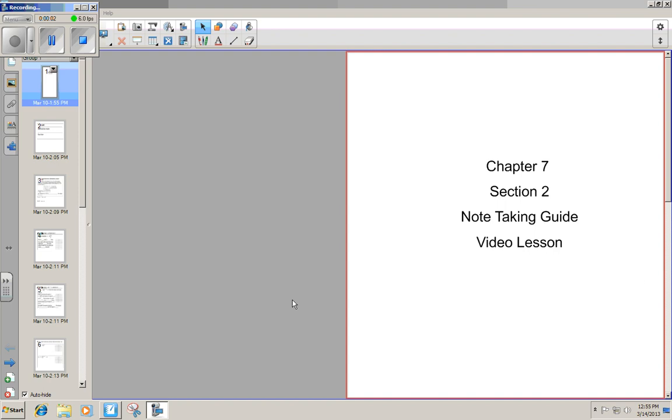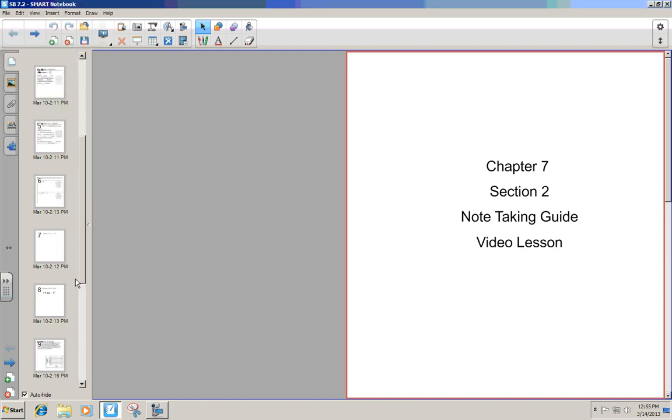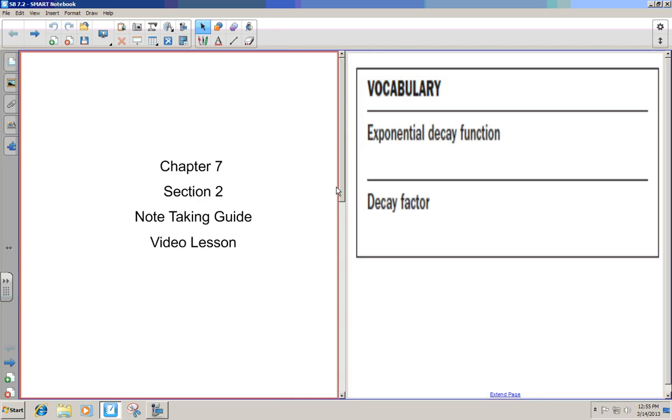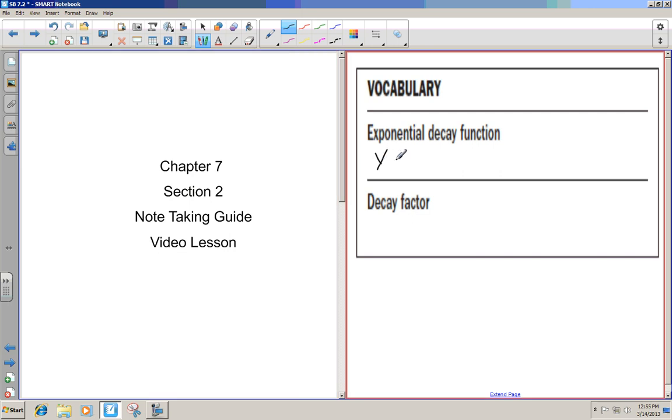All right, welcome back. This is section 2 from chapter 7, graphing exponential decay functions. This should not be too far off of what we just got done doing with exponential growth functions. To begin with, for exponential decay functions, you still have the same exponential function look. It's a, b to a certain variable exponent.